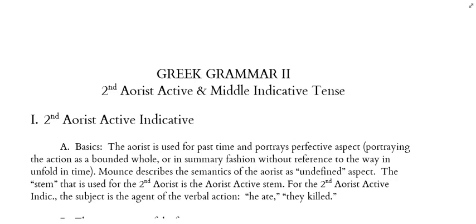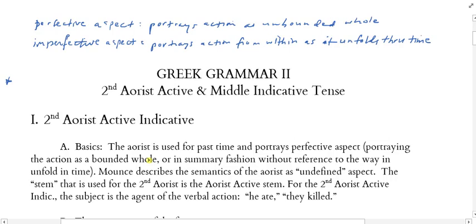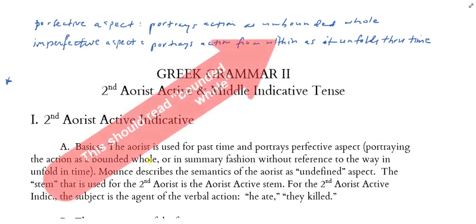The two main aspects that we use in English are perfective and imperfective. And this is not to be confused with the tenses that are known as the perfect tenses, like our present perfect and our past perfect. Aspect, which has the labels perfective and imperfective, isn't necessarily the same thing as the tenses that we think of as perfect tenses, or the imperfective aspect isn't necessarily the same as the imperfect tense, because imperfective aspect is used for the present tense as well. Okay, but just in terms of a real quick and dirty way of thinking through these. Perfective aspect portrays action as an unbounded whole. Imperfective aspect portrays action from within as it unfolds through time.